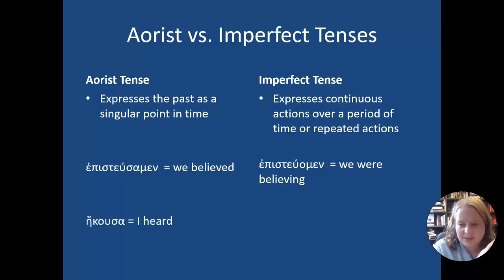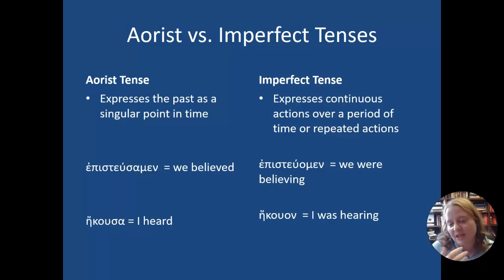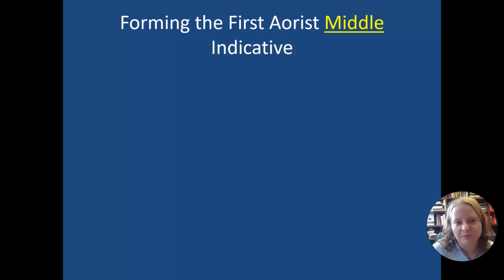Ekousa, you see how the epsilon and the alpha have joined together to make an alpha at the beginning? Ekousa, I heard, versus ekouon, I was hearing. If you recognize that both the epsilon and the sa mark the aorist, then you'll realize it's simple past versus past over a period of time or past repeating.